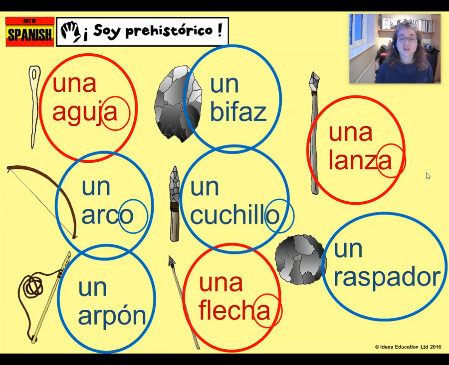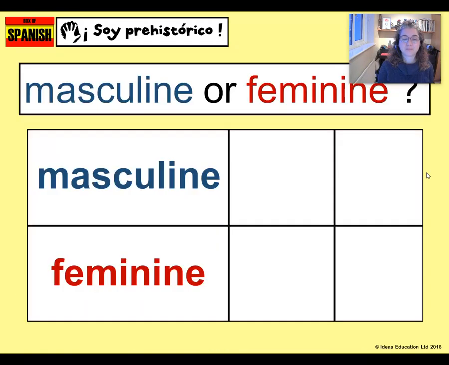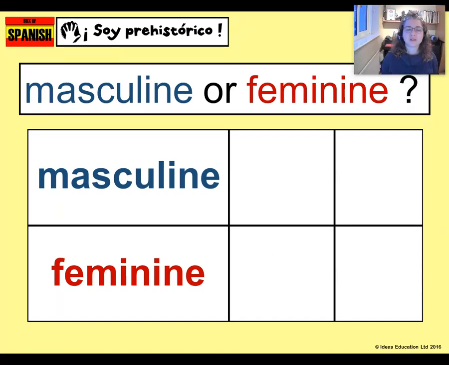And what we have to do is we have to learn how to spot which is which. So we've seen then that there are masculine nouns and feminine nouns. Masculine nouns have un in front of them. Feminine nouns have una in front of them. Feminine nouns often end in an a, and masculine nouns often end with an o. Does that remind you of any other words that we've seen, maybe at the very beginning of year 3?